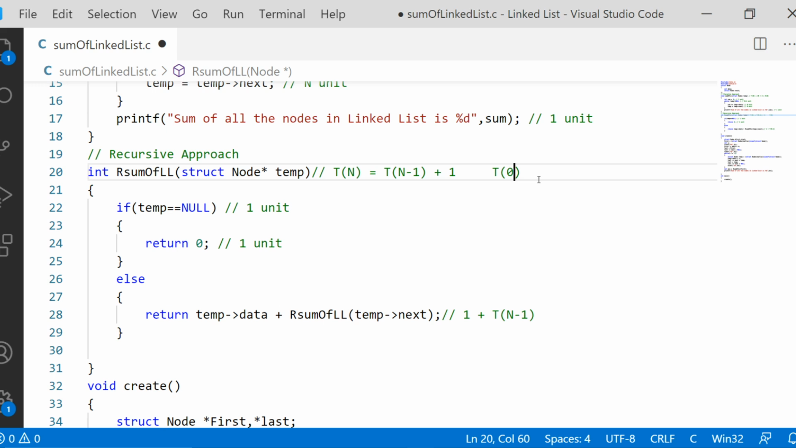So only T of 0 will be there. And when there are no nodes hereafter, this if statement will be executed and you will be returning 0. For returning 0, 1 unit of time. So when there is no node left, you will be taking 1 unit. So T of 0 equals 1 unit. So 1. Taking this recurrence relation, let us try to solve this.